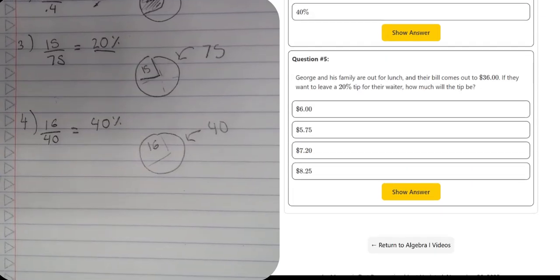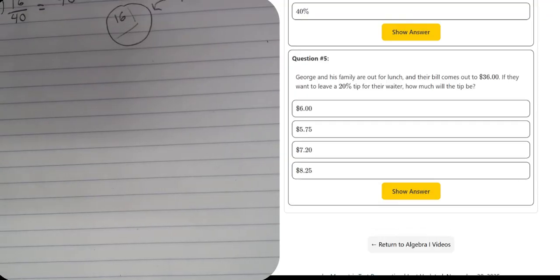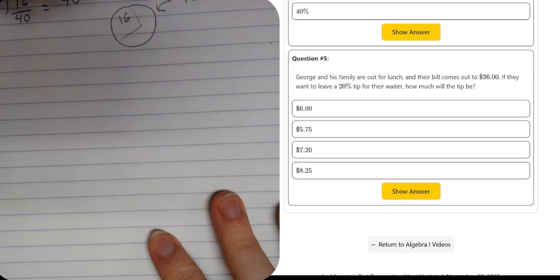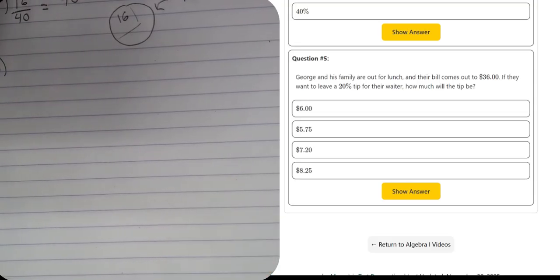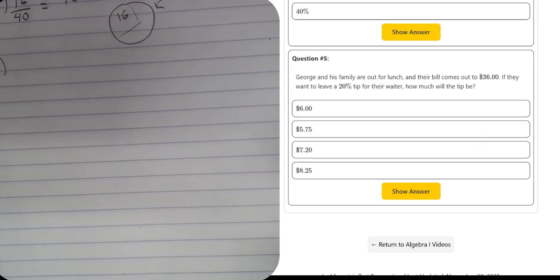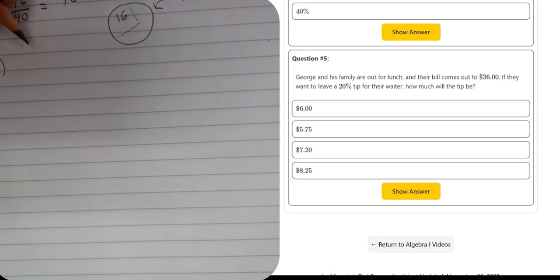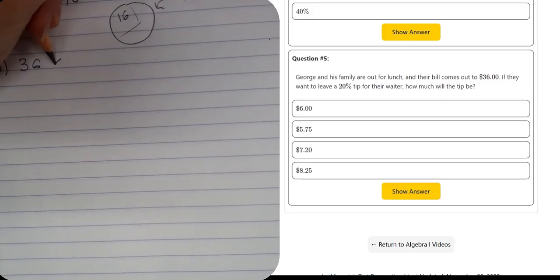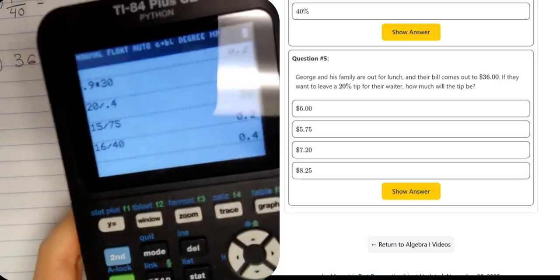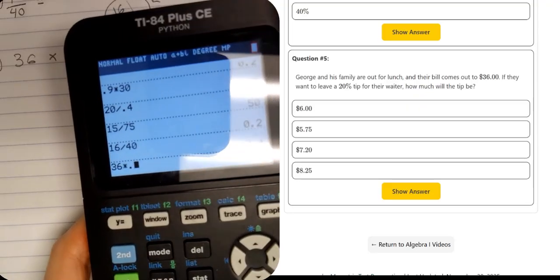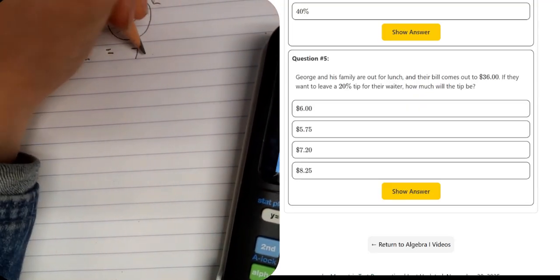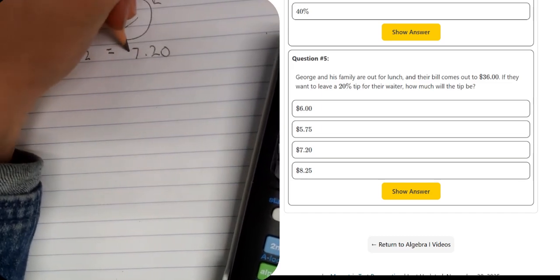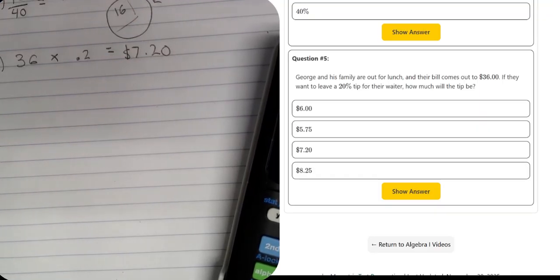All right. Question 5. Last one. So George and his family are out for lunch, and their bill comes out to $36. If they want to leave a 20% tip for the waiter, how much will the tip be? So what they're asking is what is 20% of 36? That's it. So all I have to do is multiply 36 by 20% as a decimal, which is 0.2. So 36 times 0.2 is 7.2. But remember, it's money, so we have to add a zero there and a dollar sign. So they're going to tip the waiter $7.20.